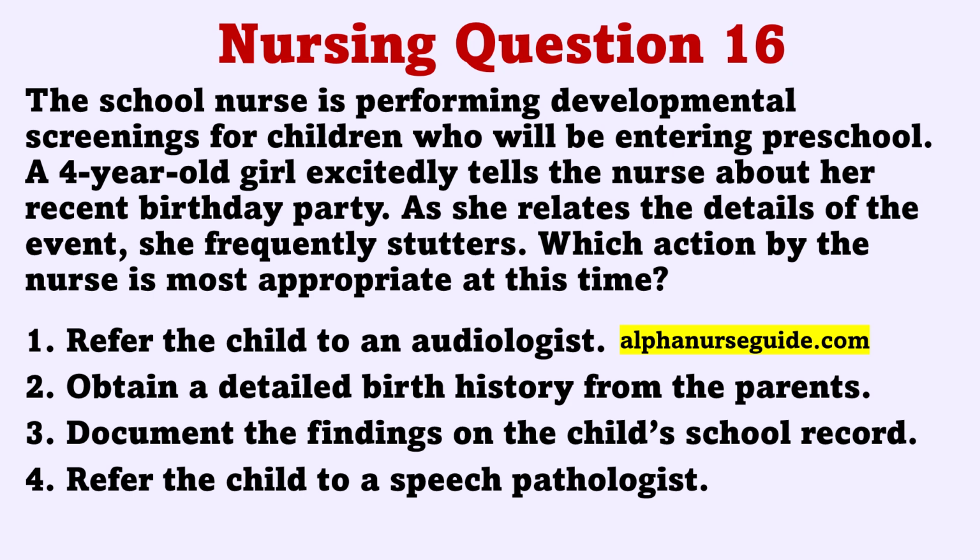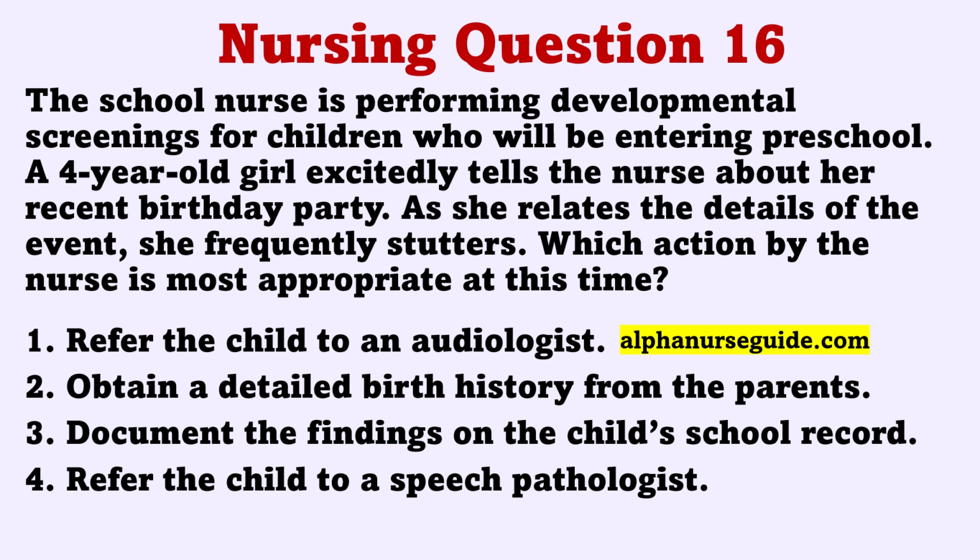The correct answer is 3. Document the findings on the child's school record. Stuttering during the preschool years is a normal variation, particularly when excited or upset. The cause is attributed to preschool children's increased cognitive abilities and imagination, such that their speech cannot keep up with their thoughts. Documenting this on the child's record is important for continued observation to determine if it extends beyond the preschool years.